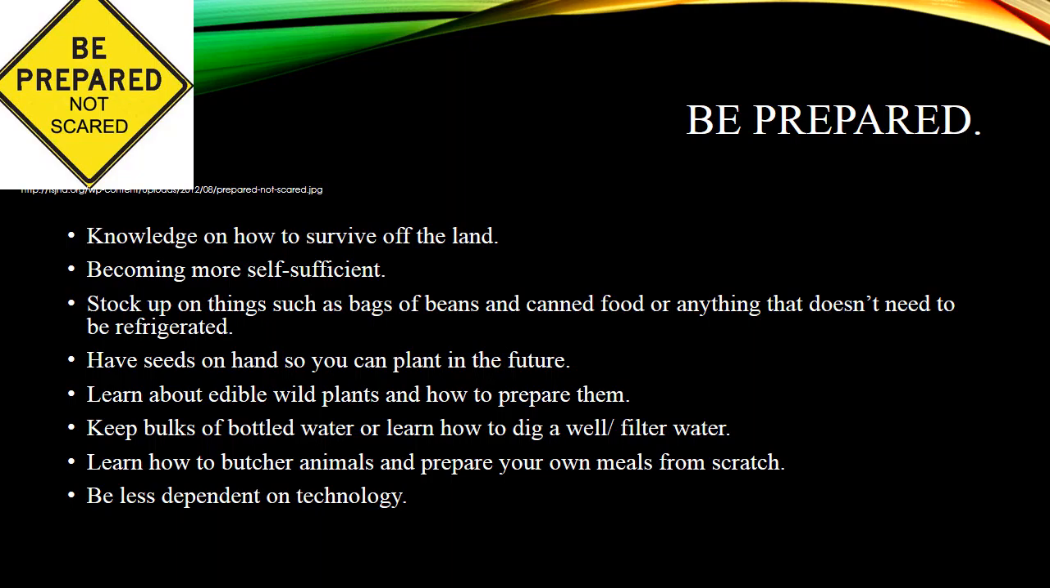Be less dependent on technology. This is the biggest thing, because if we are to have a solar storm, technology would be zero, and that would be really hard. So if you limit yourself now, you would be more likely to feel successful in a solar storm.